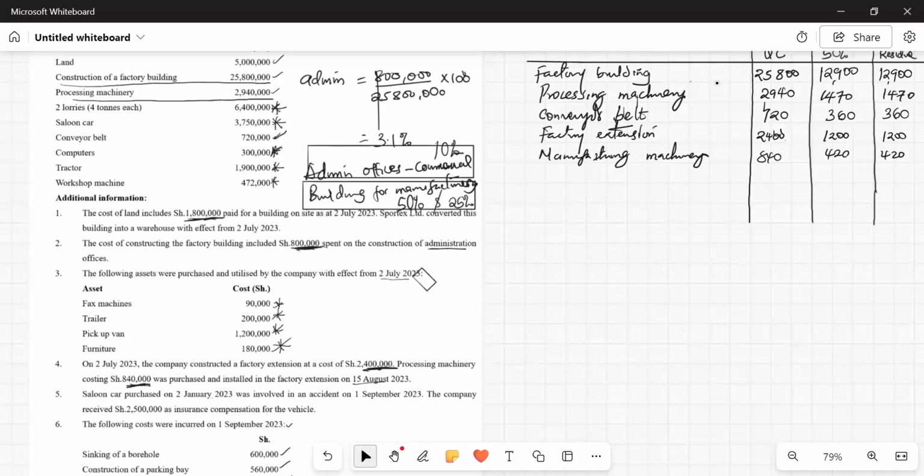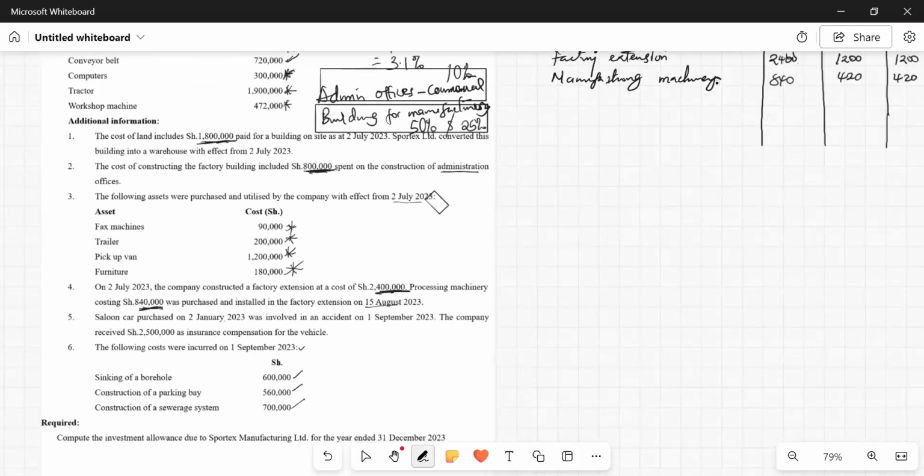Then the other one is about saloon car, number five, which we'll look at. Number six. From 1st September, they constructed borehole, parking bay, and sewer system. All these qualify for once-off allowance, because borehole is for water supply, and in this case, is for manufacturing. Parking bay is civil work used by the manufacturing or factory building. Sewage system is another civil work used with this building for manufacturing. So all of them qualify.